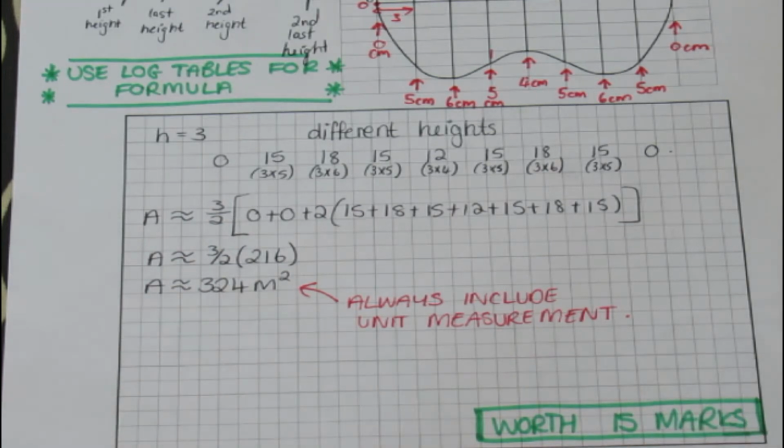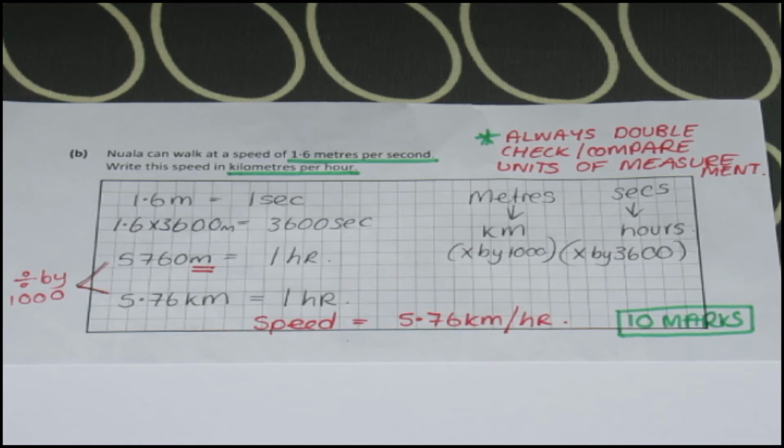Part A was worth 15 marks. In part B, which is worth 10 marks, they tell us that Nuala can walk at a speed of 1.6 meters per second. Write the speed in kilometers per hour.